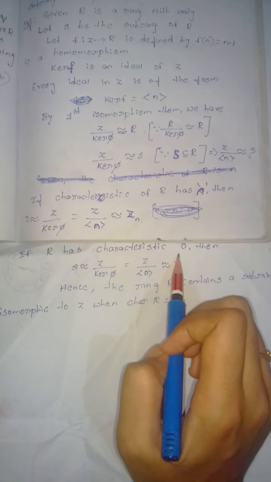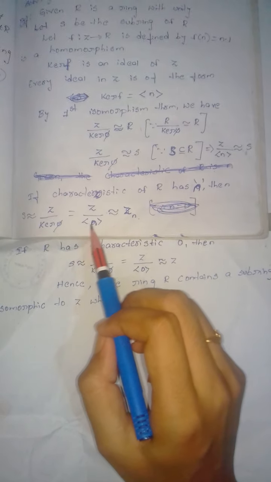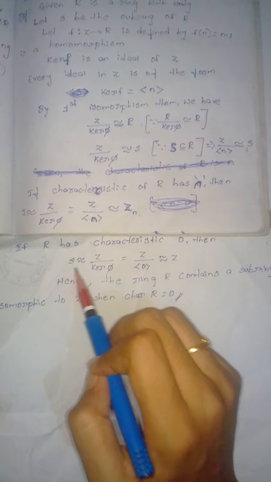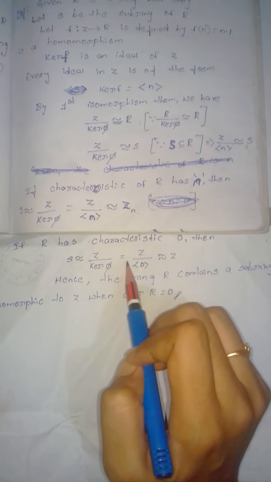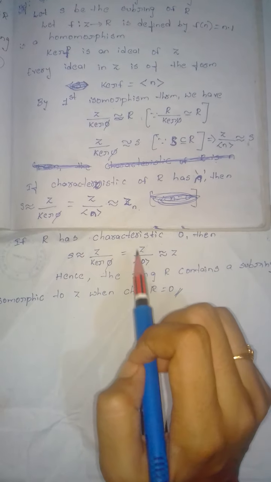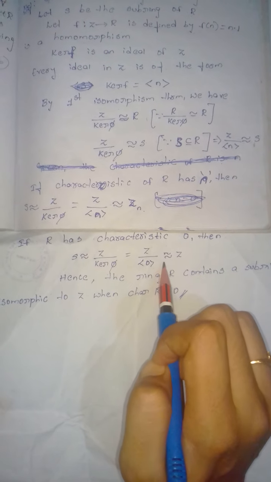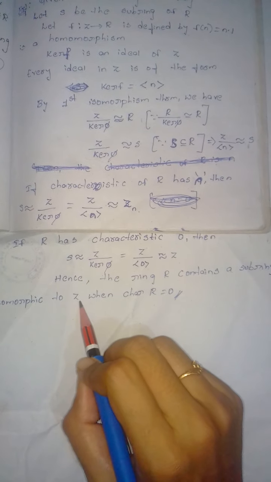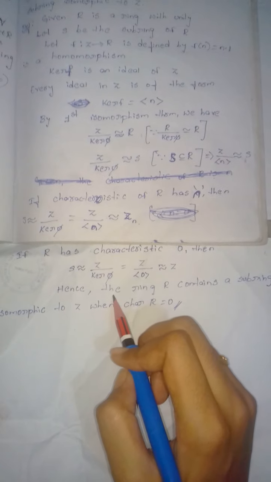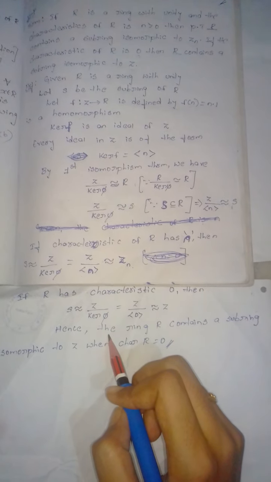Next case, if R has characteristic 0, means in the place of n you take 0, S is isomorphic to Z by kernel pi, equals Z by, in the place of n you take 0. Means this Z by generator 0 is isomorphic to Z. Hence we can say the ring R contains a subring isomorphic to Z. Two cases are satisfied. So the theorem is proved.